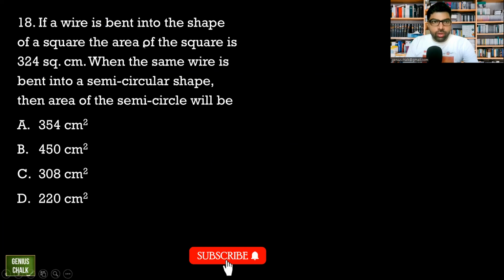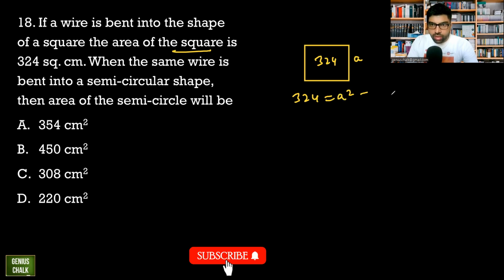If a wire is bent into the shape of a square, the area of the square is this. So you see, this is the square we have, and its area is 324. You know, square area is side squared. Let's say the side is A, so A squared. So A has to be 18. You know, 18 squared is 324.